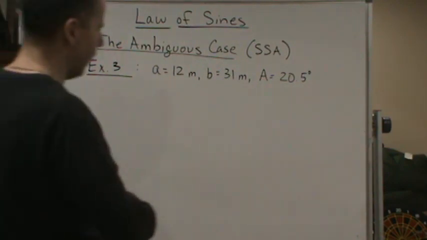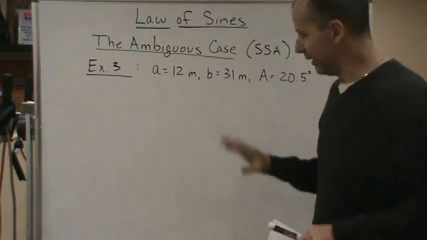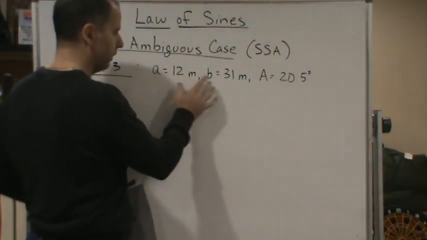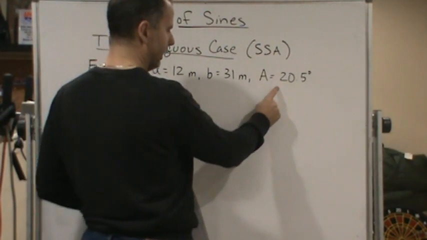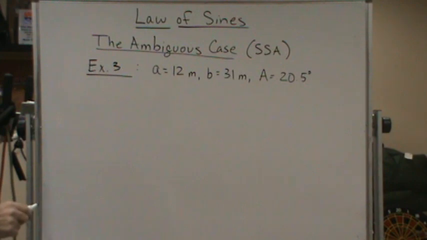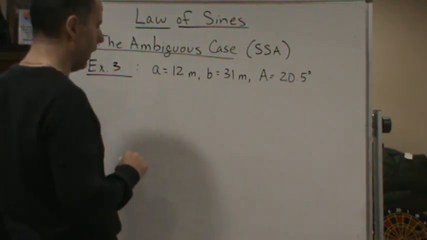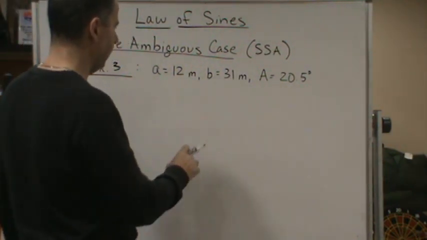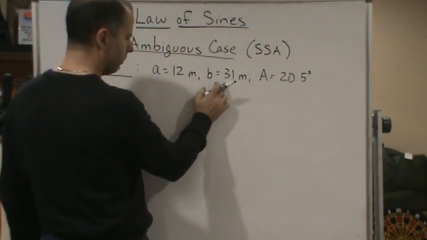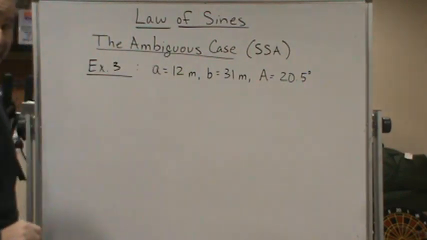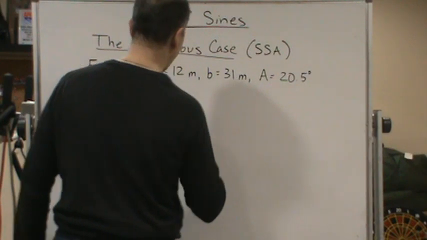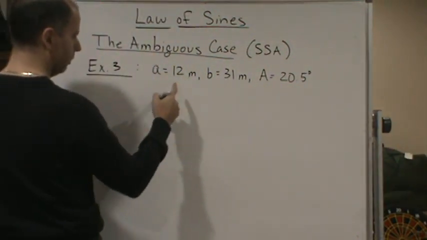All right, welcome back, and now we're going to do another example, and let's take a look at what we have here. We've got a is 12 meters, b is 31 meters, and then the angle A is 20.5 degrees, okay? So again, a is smaller than b, but let's take a look at h, right? So again, if we draw our triangle, well, let's just solve for h, okay?